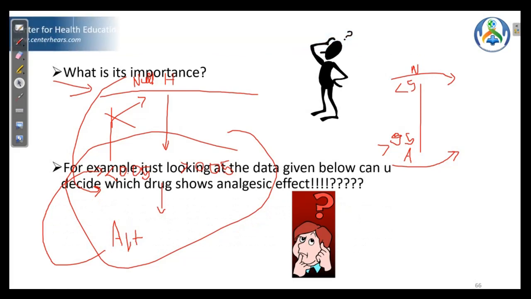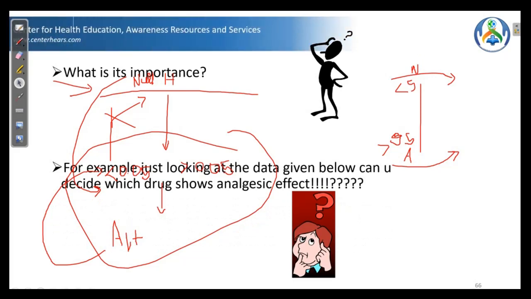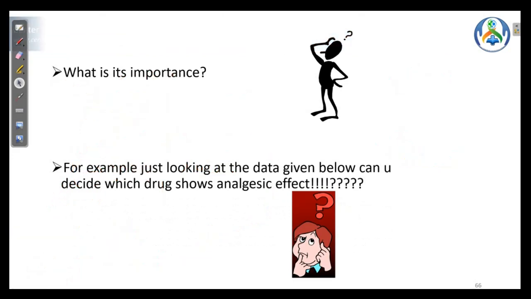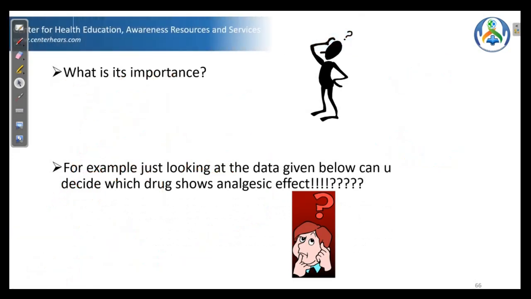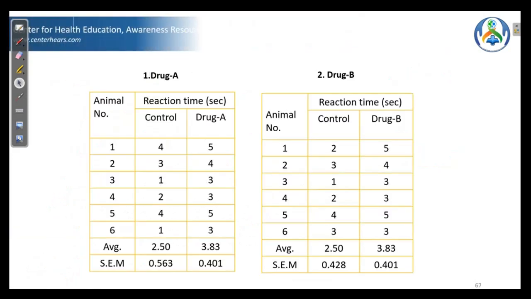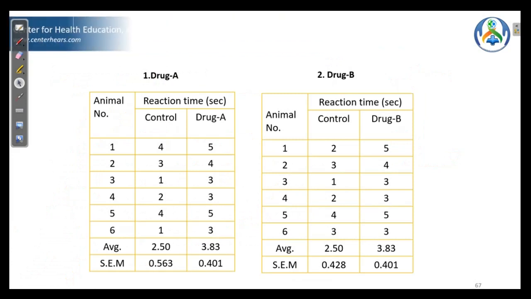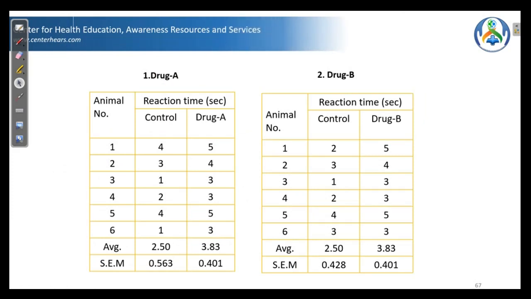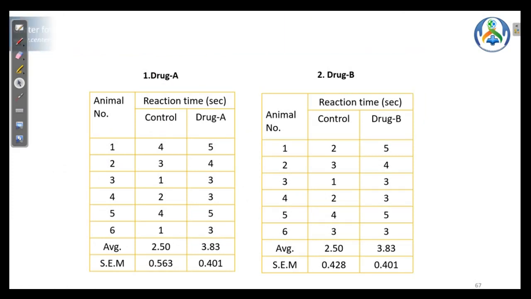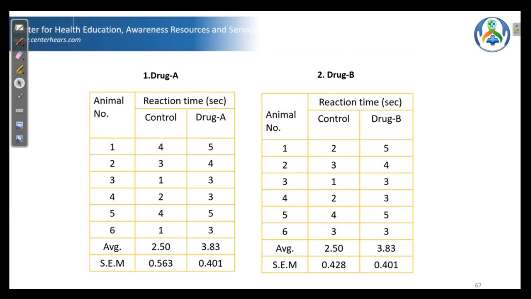So what is actually important of this? For example, you see this, we have two drug data, drug A and drug B. By seeing this data, can you say that either a really significant difference is there or not? By seeing just data, it's very difficult to see, right?